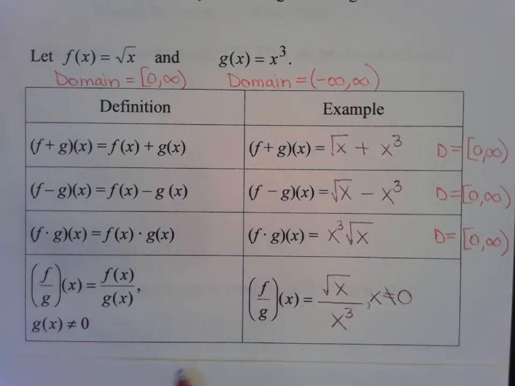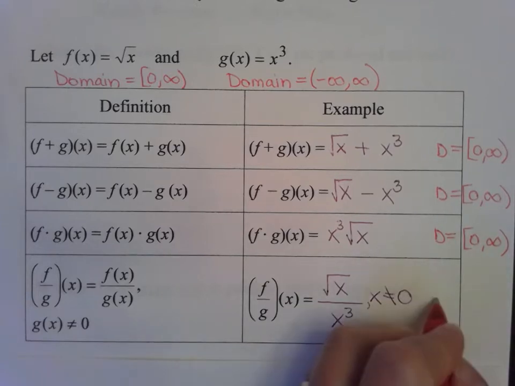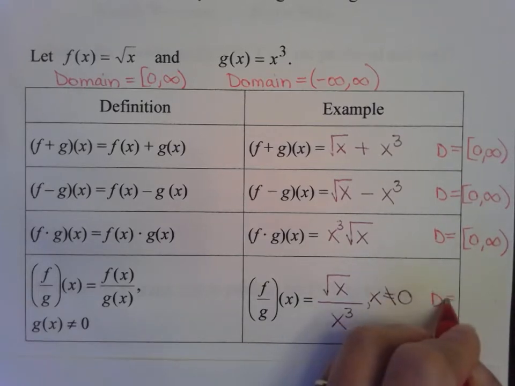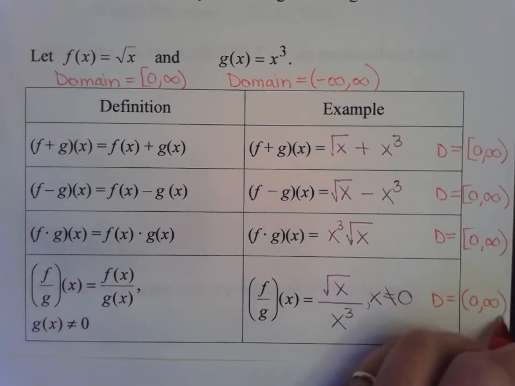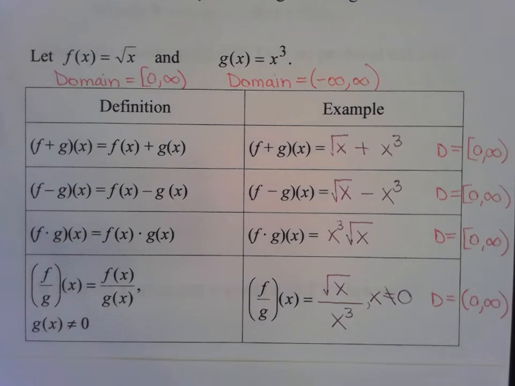Okay, so in that case, the domain would be all the numbers that would work for both, except for that one number that would make the denominator 0. In this case, that is 0 itself. So when I write the domain for the quotient function, I'm going to leave out the number 0 itself and use the round parentheses.